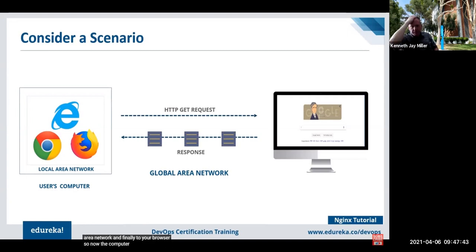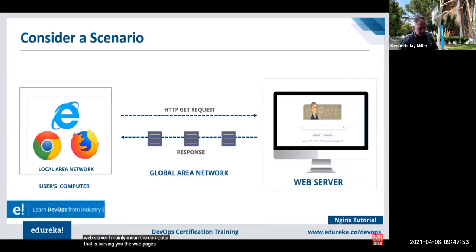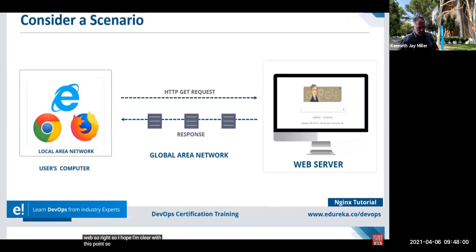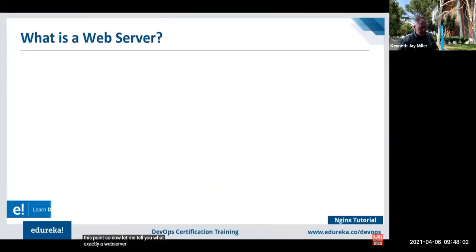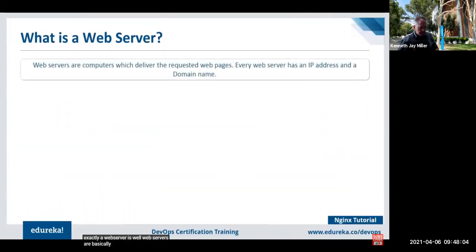So now the computer which is serving you the web page is nothing but the web server, guys. So when I say web server, I mainly mean the computer that is serving you the web pages. So this computer is known as a web server, right? So I hope I'm clear with this point. So now let me tell you what exactly a web server is. Well, web servers are basically computers which deliver the requested web pages. So basically every web server has an IP address and a domain name.